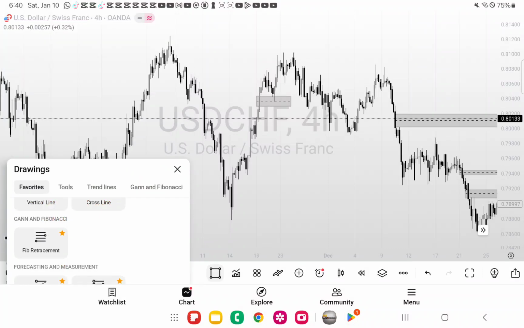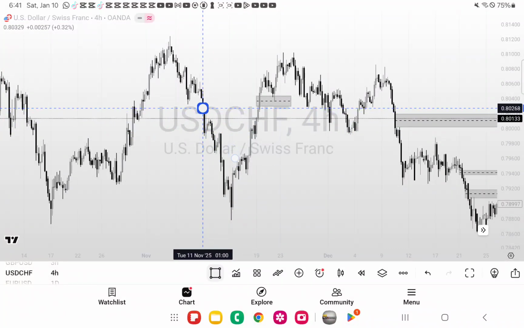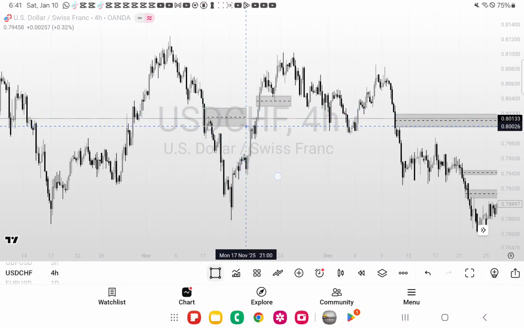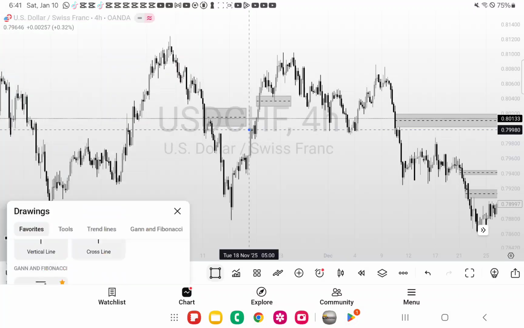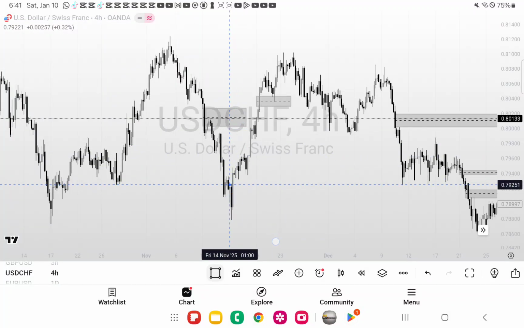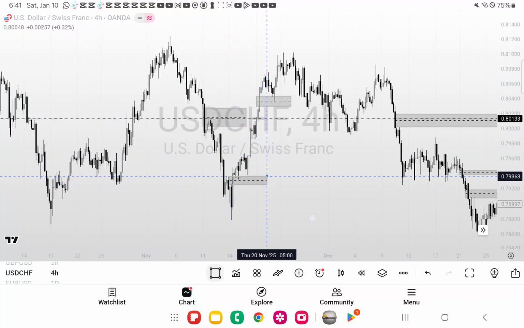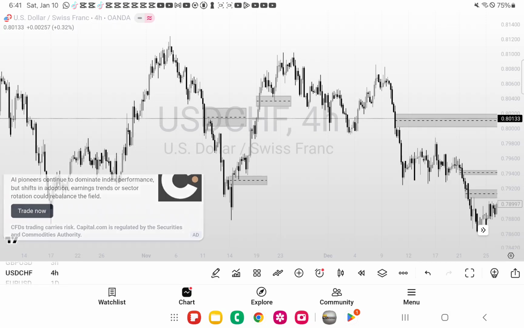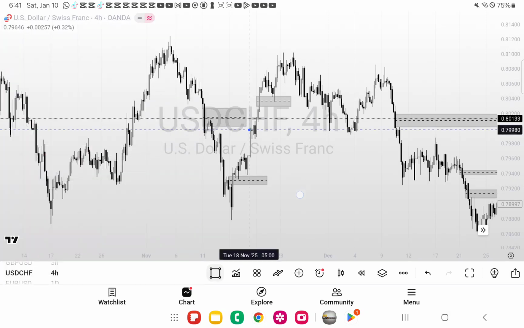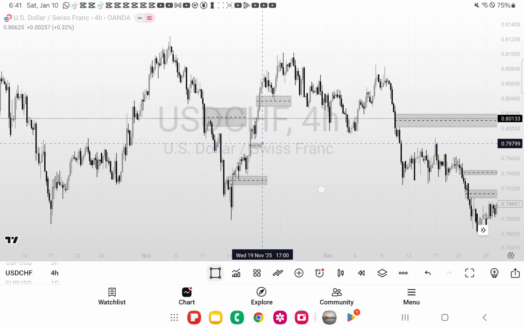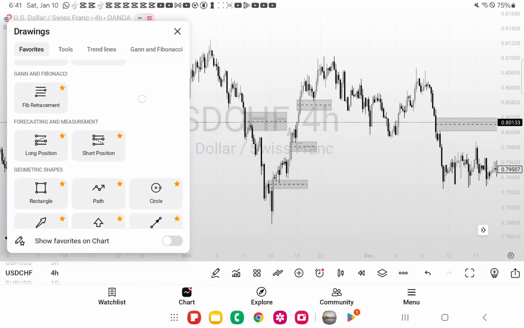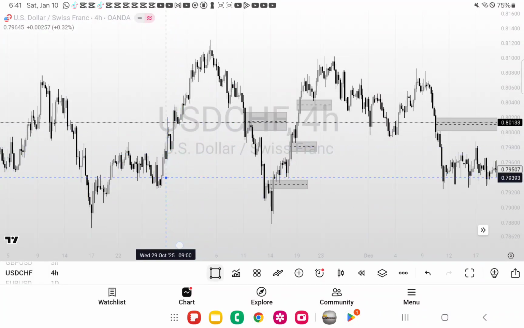This is another fair value gap. You can see most of them are not failing. Price mostly respect them, as you can see. That's another fair value gap. This is another fair value gap here. This is another fair value gap that price is respecting. And this is another fair value gap again. As you can see, price respect that one as well. And this is another one again. This is another fair value gap.